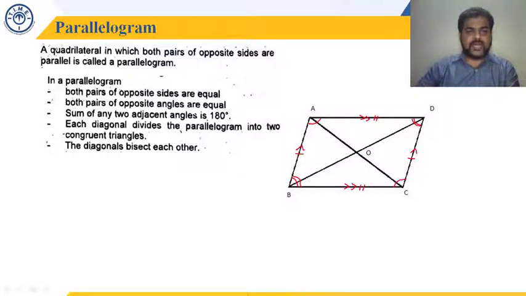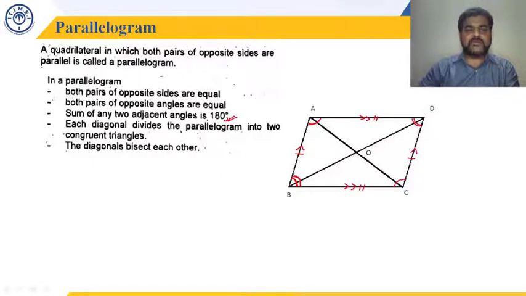Sum of any two adjacent angles is 180 degrees. So this angle A and this angle B, these two will be supplementary angles. Okay. Similarly, angle B plus angle C is supplementary. Angle C and angle D are also supplementary. Angle D and angle A are also supplementary. So any two adjacent angles are supplementary and opposite angles are equal. Okay. So supplementary means sum is 180 degrees. So that is what is written here.